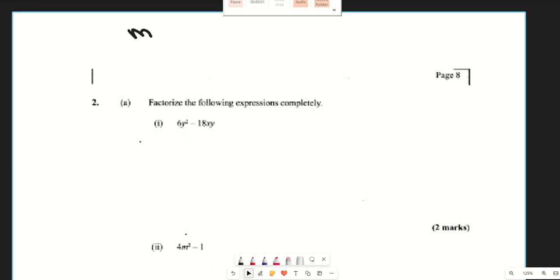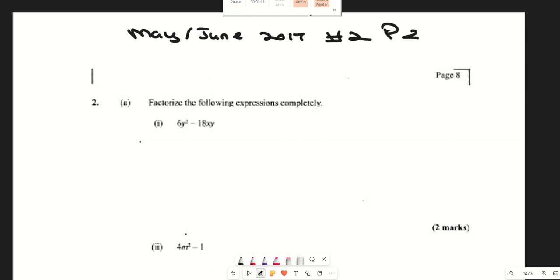Hi, good day everyone. So today we're going to be doing May/June 2017, number 2, paper 2. Let's look at the first question. It said factorize the following expressions completely. Although we're not seeing it, I'll write it over. 6y squared minus 18xy.